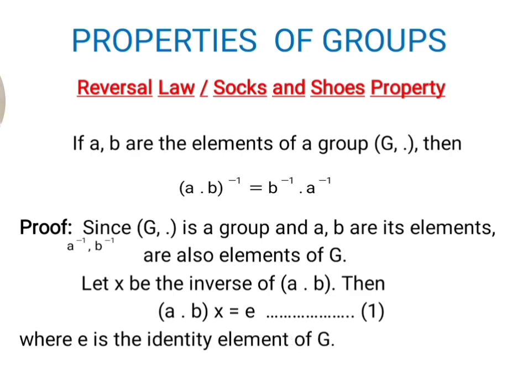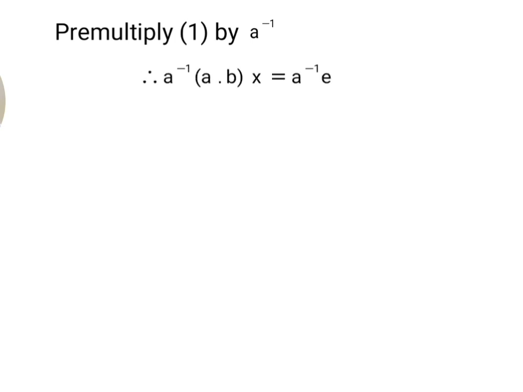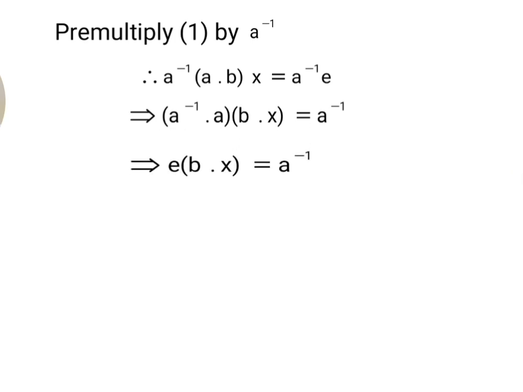Next we pre-multiply equation 1 by A inverse. So after pre-multiplying equation 1 by A inverse, we will have A inverse into ABX equals A inverse into E. By associativity, this implies (A inverse A) into BX equals A inverse. This A inverse A becomes identity, so this implies A into BX is equal to A inverse. That means BX equals A inverse.